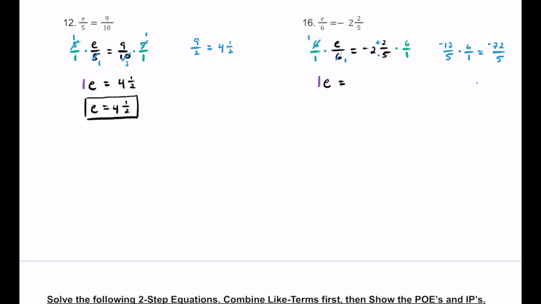And it turns out that 5 times 14 is equal to 70. And so we have 2 left over. So we're going to get negative 14 2/5 here, and dropping that 1, we can say e is equal to negative 14 2/5. All right, moving on.